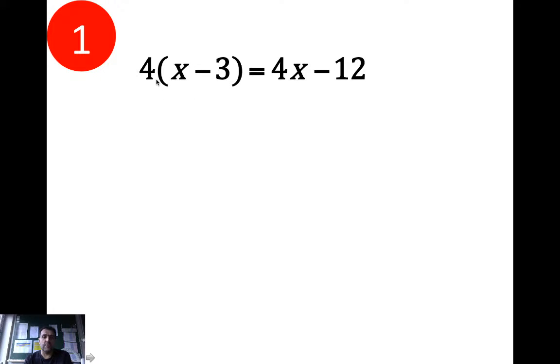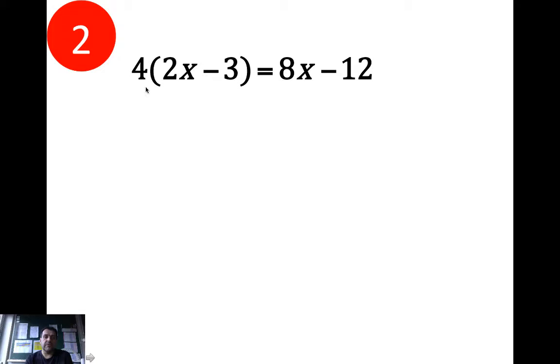It was 4 brackets x minus 3. So you had to say 4 times everything in the bracket. So 4 times x gives you 4x, and 4 times minus 3 gives you minus 12. So the answer is 4x minus 12.